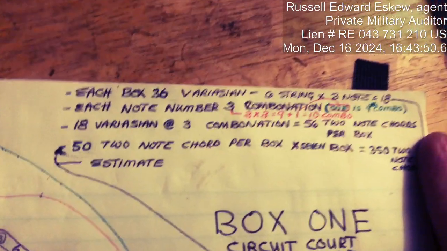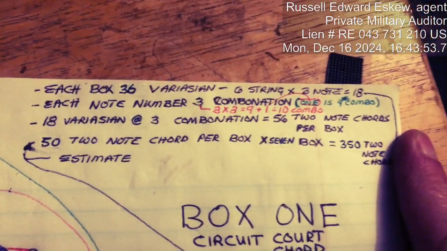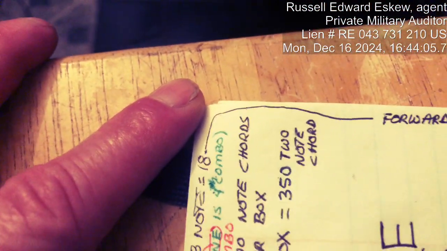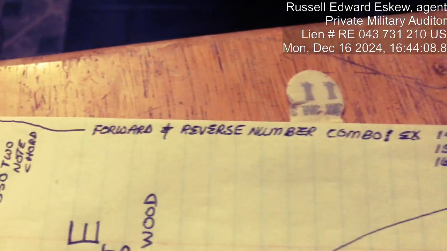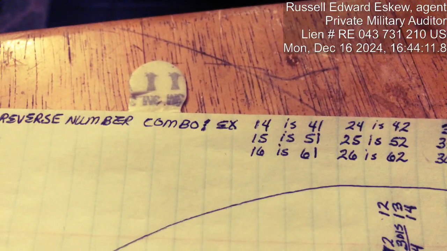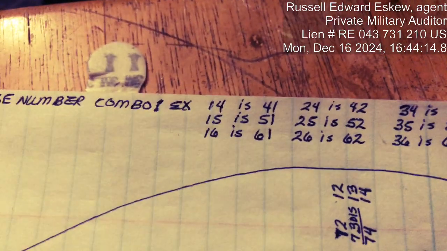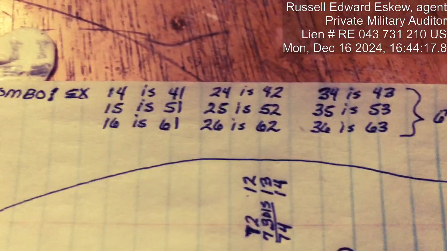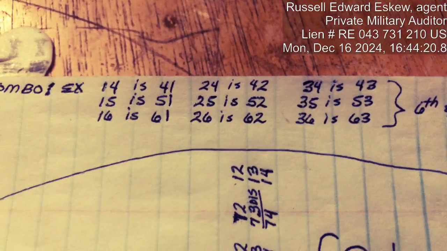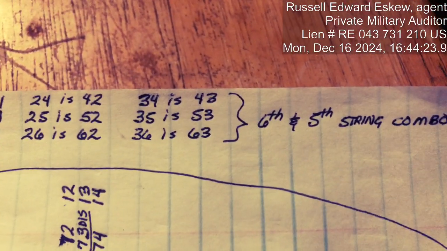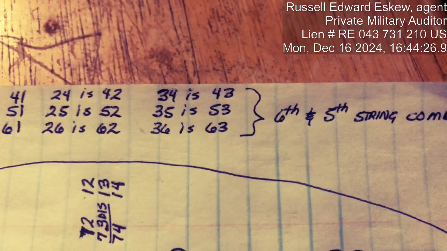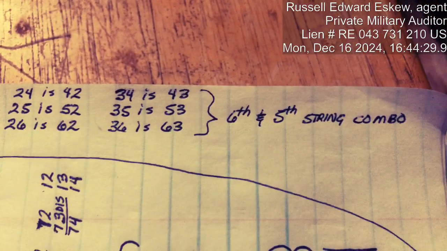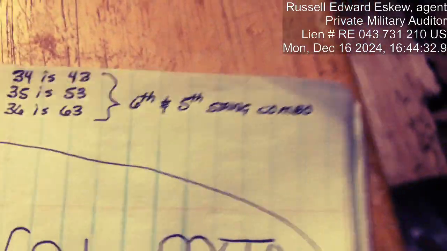Then up here, there's that there. Get some insight on that. And then this on the side is a continuation of that top part. Forward and reverse numbers combo. Example: 14 is 41, 15 is 51, 16 is 61. 24 is 42, 25 is 52, 26 is 62. 34 is 43, 35 is 53, 36 is 63. And that's just for the 5th and the 6th string combos.